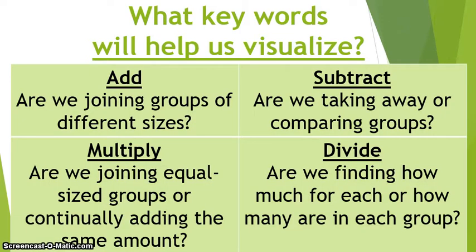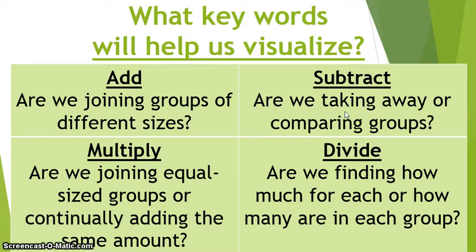We have our four operations: add, subtract, multiply, and divide. And for each problem, we're going to be thinking about whether we are joining groups of different sizes. So you have $10, I have $5. When we put them together, we have $15. That's adding, joining different groups. Or are we taking away or comparing groups? I had $20 in my account in the lunch line, but then I bought lunch for $2. Now I have $18. I took away. That's subtraction.